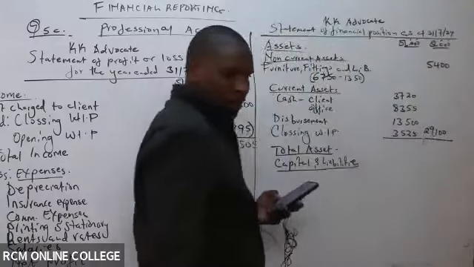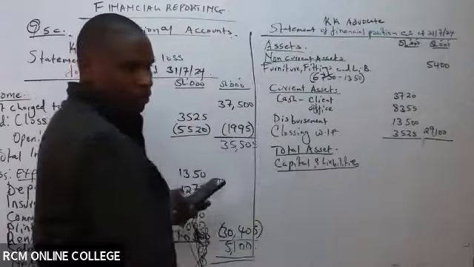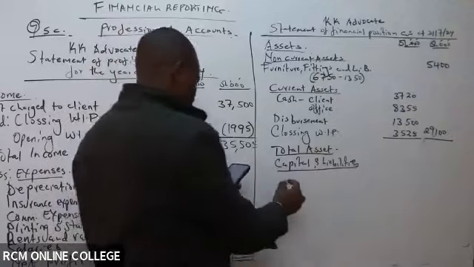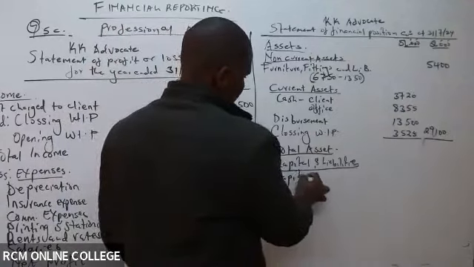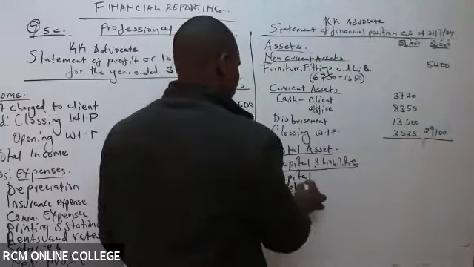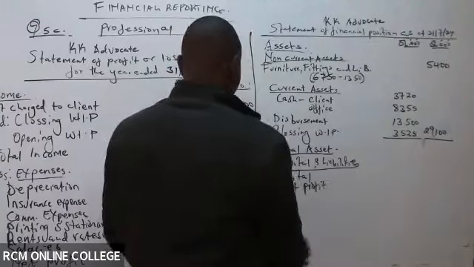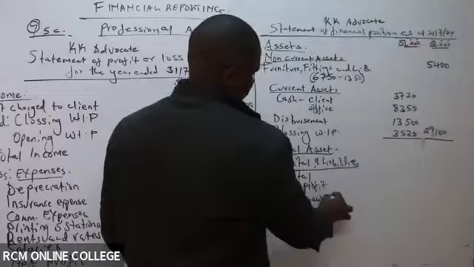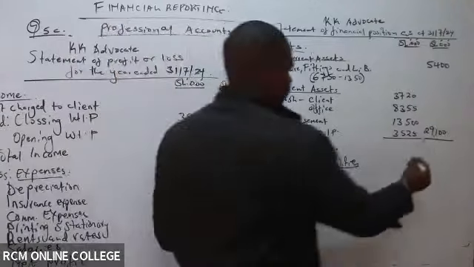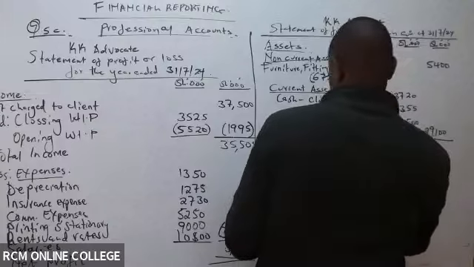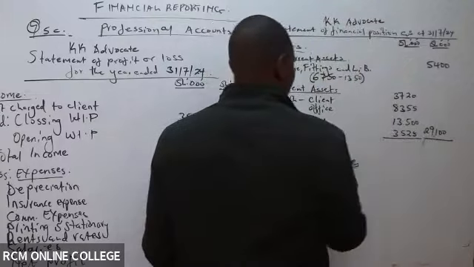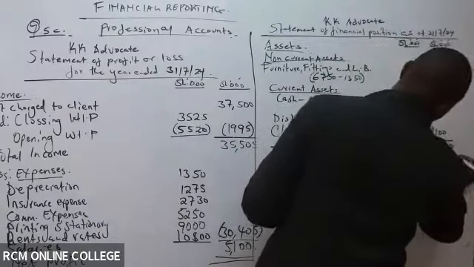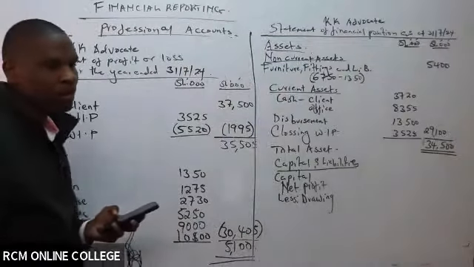So what is the total asset? Total asset, we add the two. 5,400 plus that. Then I see we have capital here. Capital, then net profit, less drawing. 34,500. I should underline there. 34,500.